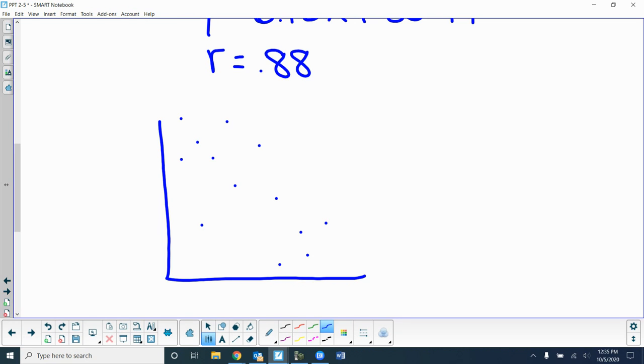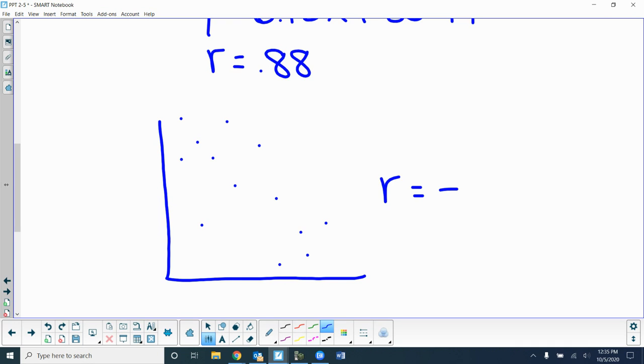Kind of like that. And the question was, estimate the value of R for each scatter plot. Okay? So first of all, what do you think? Positive or negative? Negative, good. You think it's strong or moderate? Moderate. So what decimal do you think we would be for moderate? Yeah, 0.5 and 0.6, 0.456, somewhere in there.